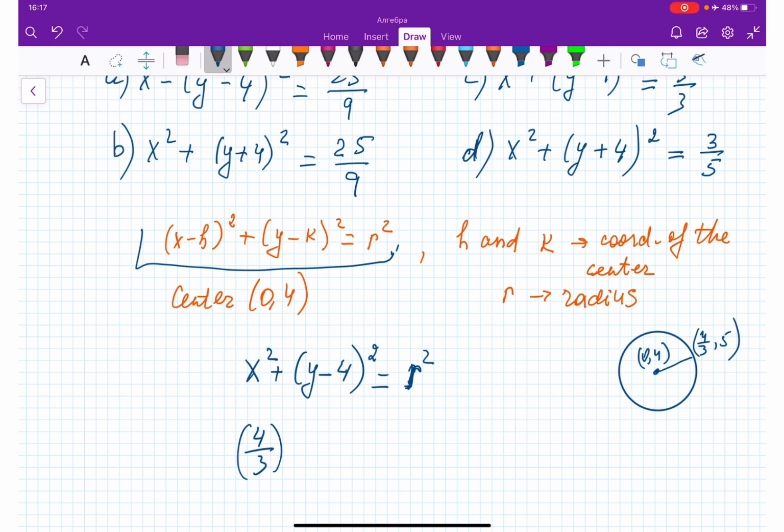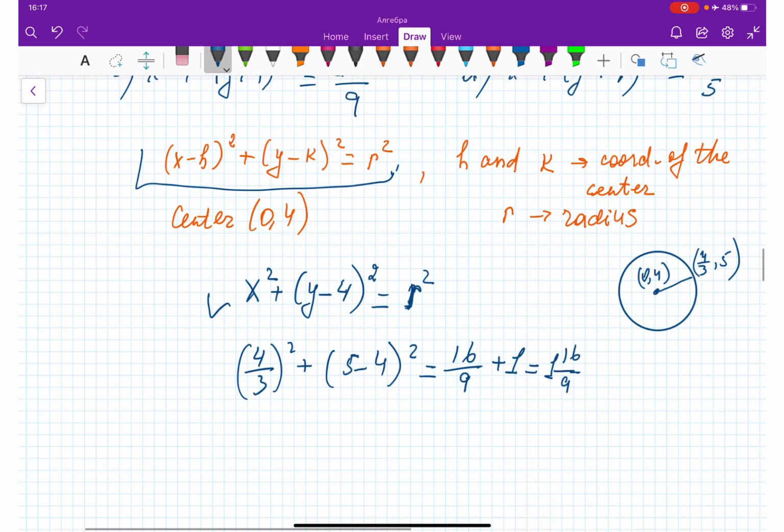Squared, plus y is my 5, y minus 4. I'm just plugging in here. Squared. And that is going to be equal to 4/3 squared, which is 16/9, plus 1. So it's going to be 1 and 16/9. If I convert it into an improper fraction, 1 times 9 is 9, plus 16 is going to be 25/9.